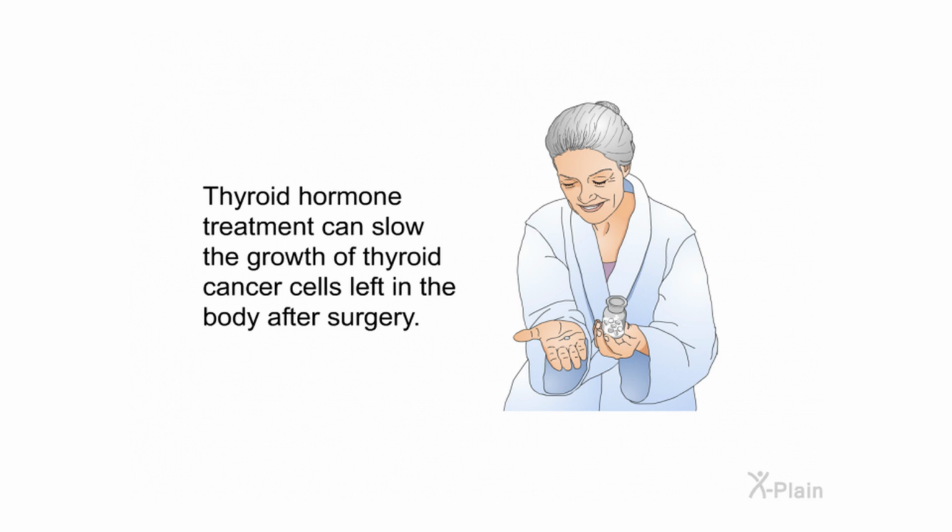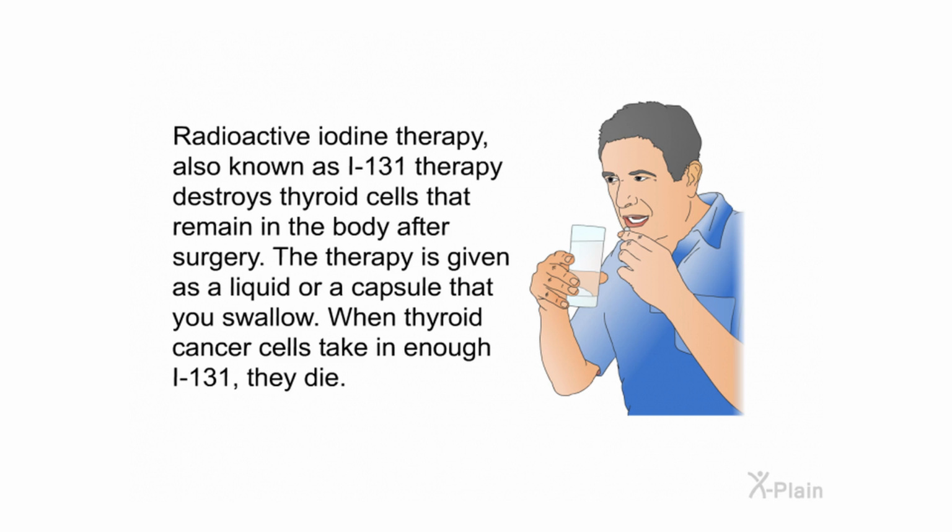Thyroid hormone treatment can slow the growth of thyroid cancer cells left in the body after surgery. Radioactive iodine therapy, also known as I-131 therapy, destroys thyroid cells that remain in the body after surgery. The therapy is given as a liquid or a capsule that you swallow. When thyroid cancer cells take in enough I-131, they die.